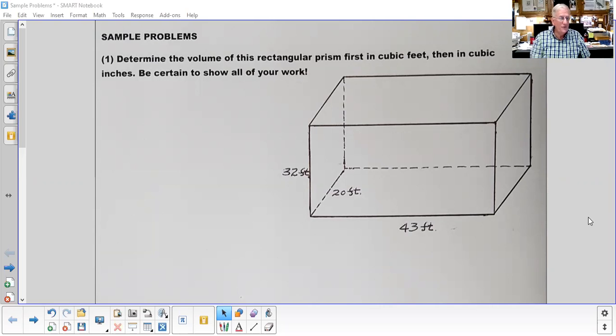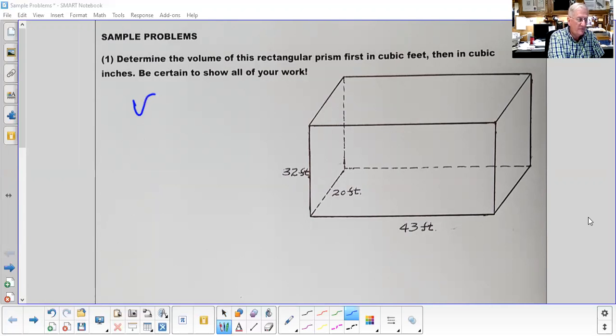All right, so the first thing we want to do is write down the formula, right? So once we've written down the formula, okay, we're ready to start. So as you recall, any rectangular prism's volume can be found by multiplying length times width times height, or the formula V equals LWH, where L stands for length, W for width, and H for height.